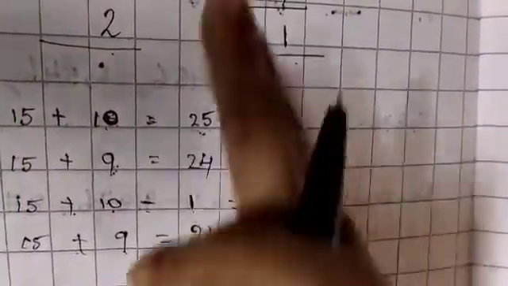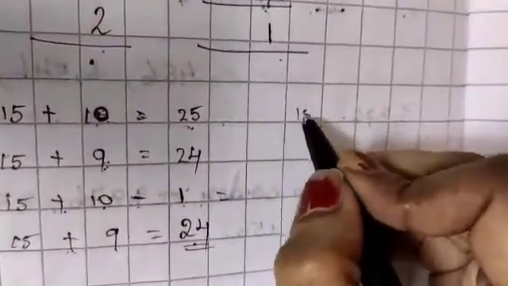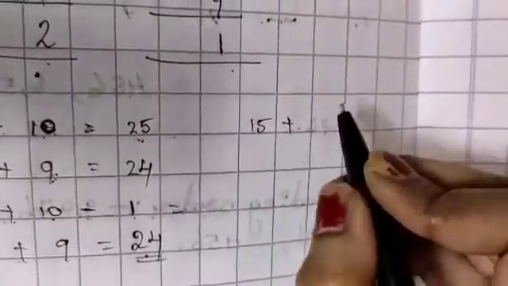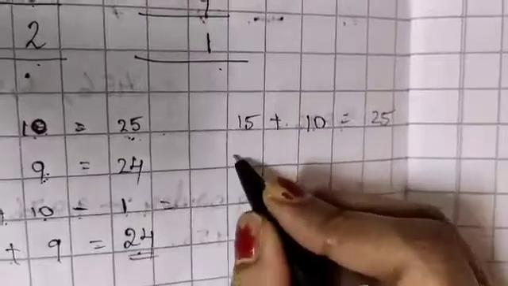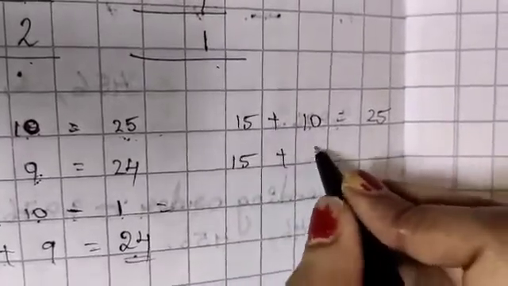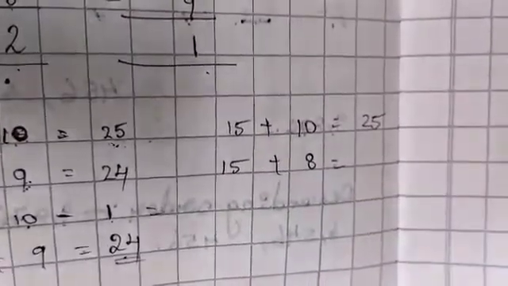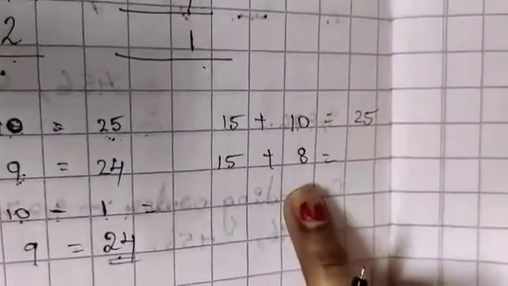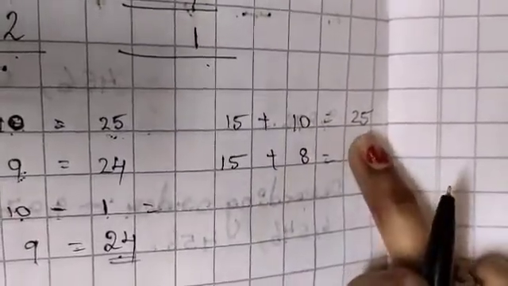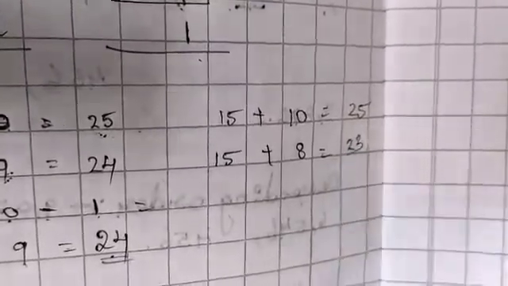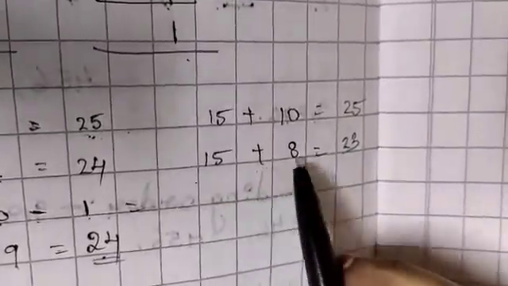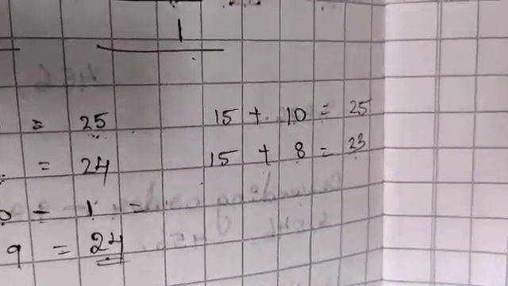Got the answer, children? In the same way, 15 plus 10 will be 25. 15 plus 8. Now we have to do it 8. So 10 minus 8 will be 2. Here we are making minus. 25 minus 2 will be 23. So 15 plus 8 will be 23.